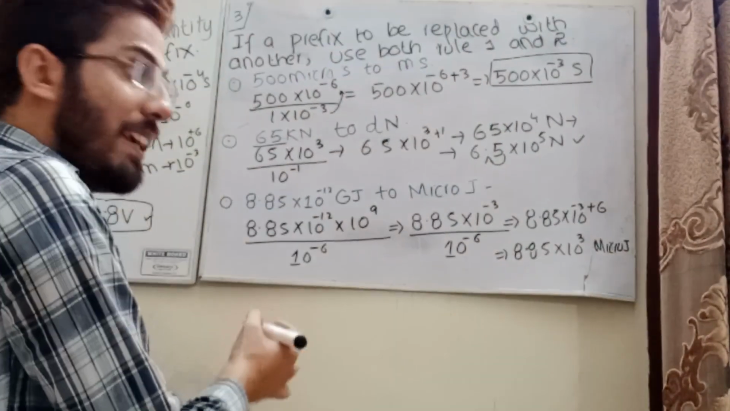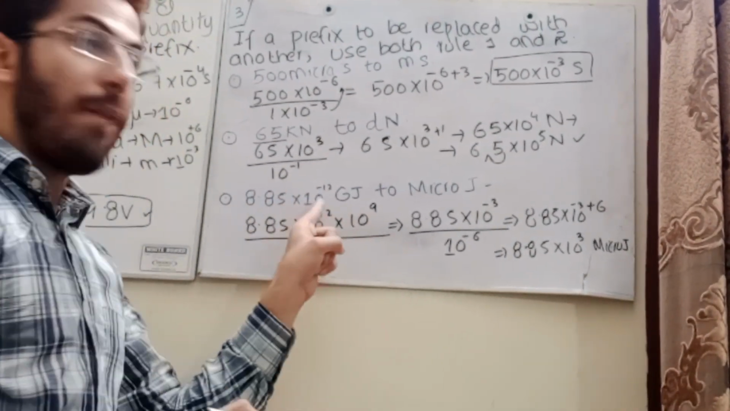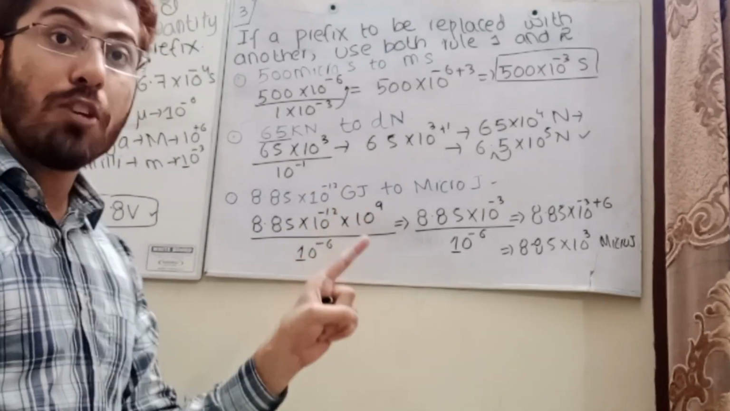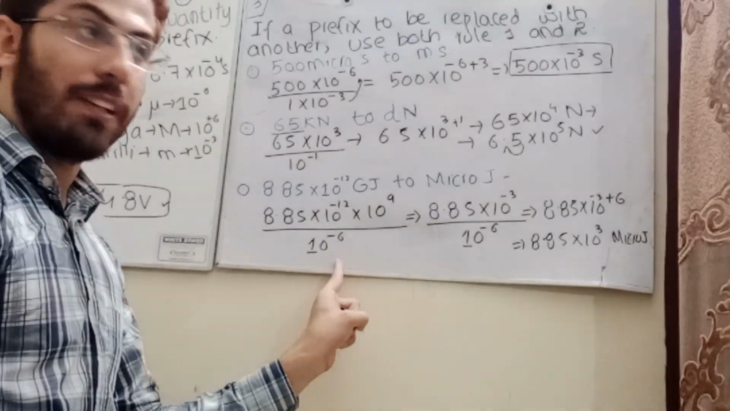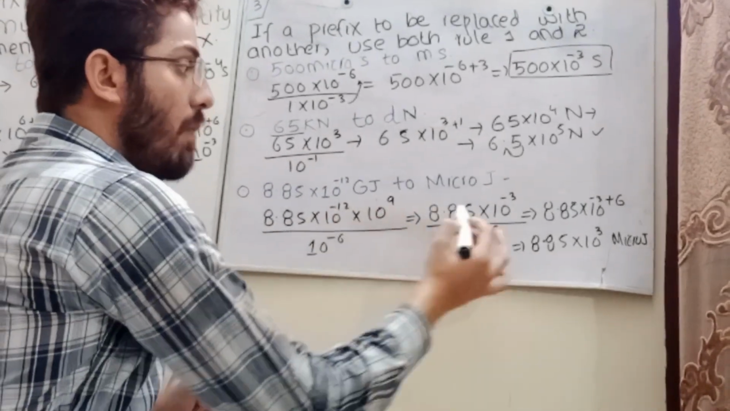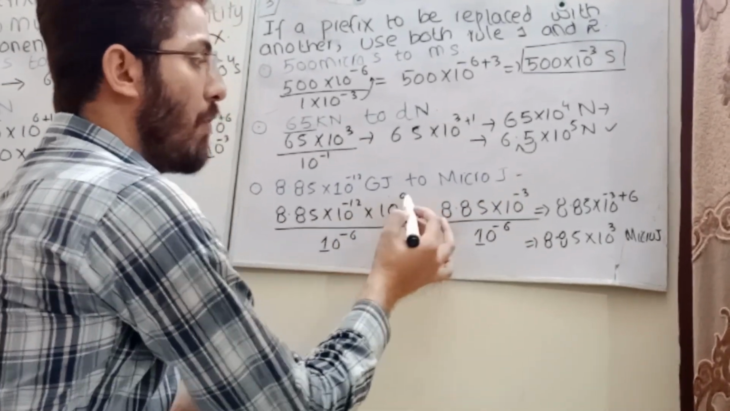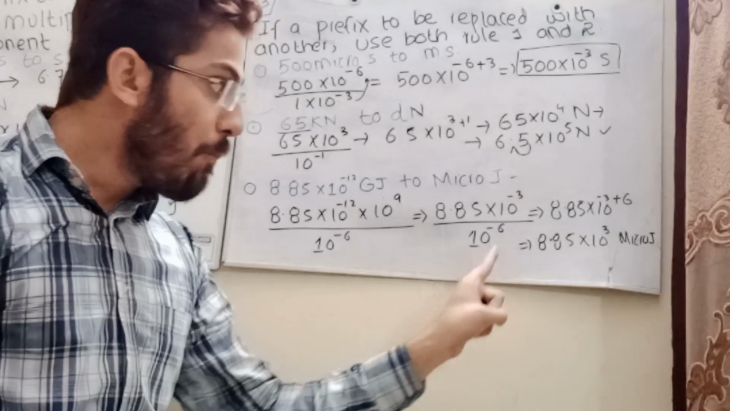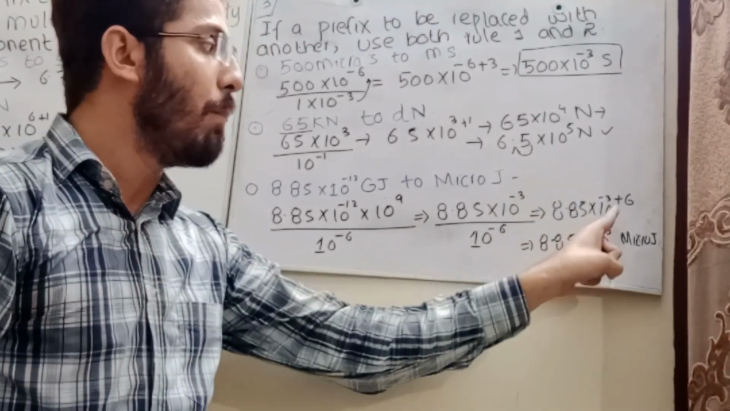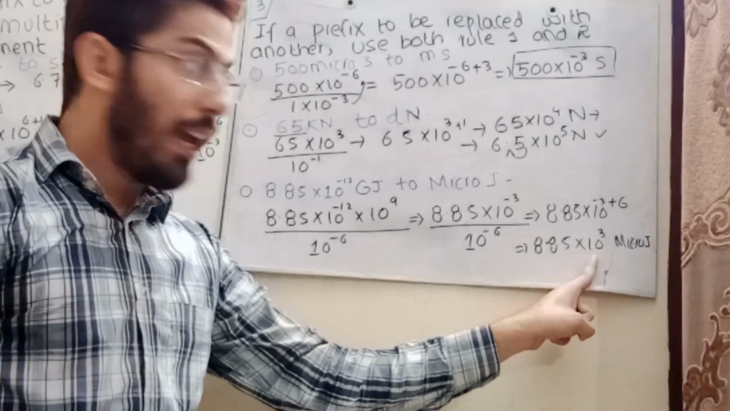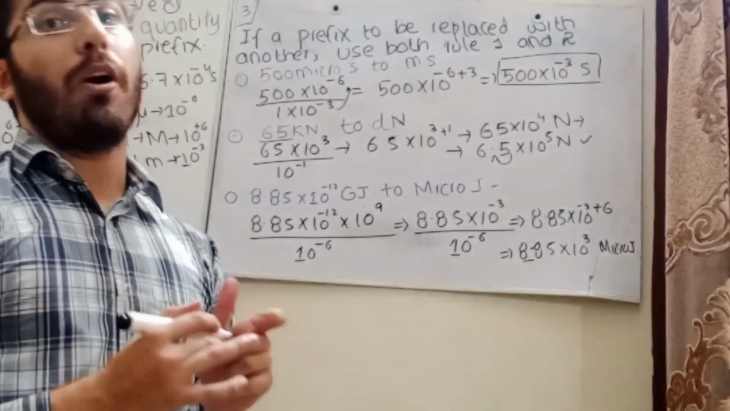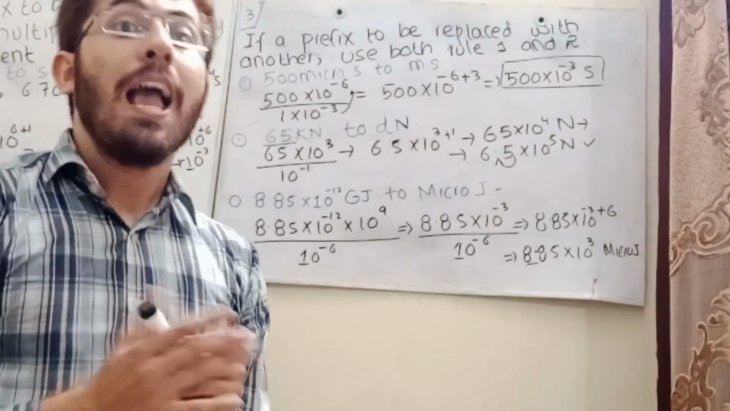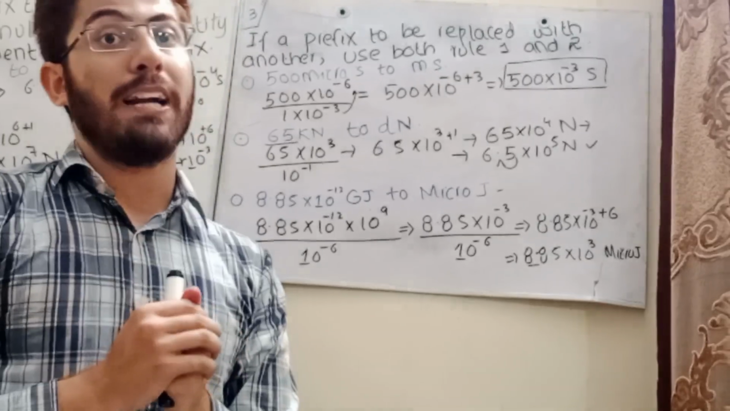Last example, 8.85 exponent minus 12 gigajoule. Giga means 10 to the power 9, micro 10 to the power minus 6. First of all, I have solved the upper part: minus 12 and plus 9 gives minus 3. Then minus 6 will go upward. It will become plus 3. And it is already written in the standard form, student, so you are not going to change anything. I hope you are getting it and understanding it.